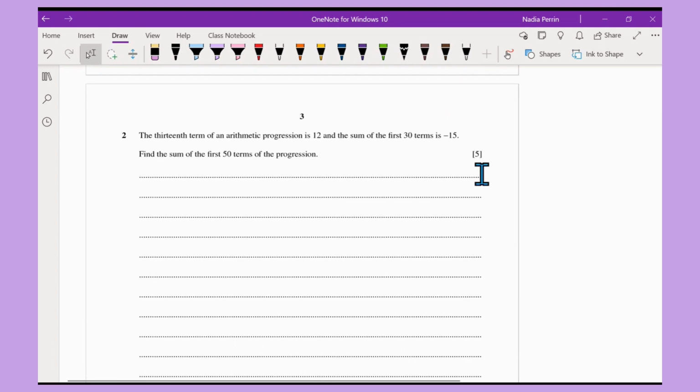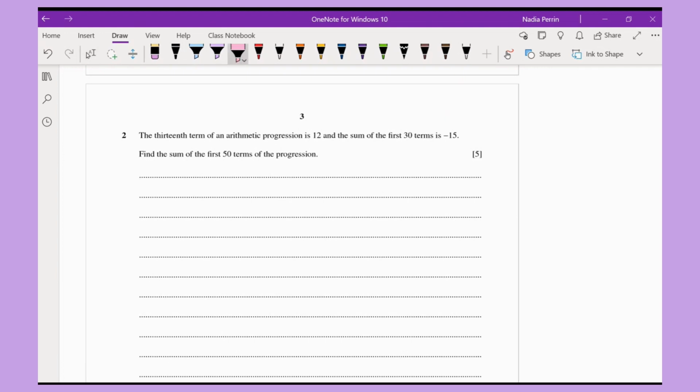Question 2. This one is looking at the arithmetic progression. So we will need to be referring to our formulas from our formula sheet. And the first thing I do is try and pull out the information I have and look at the formulas that I have on my formula sheet and try and come up with some ideas.